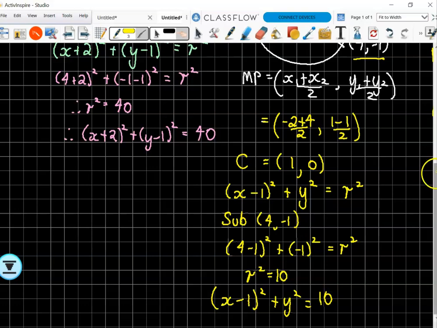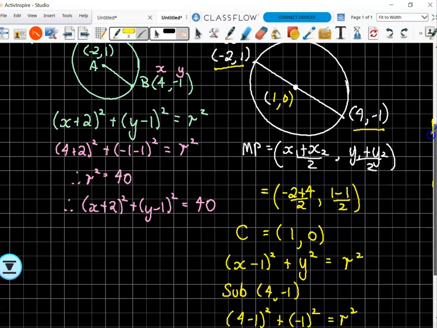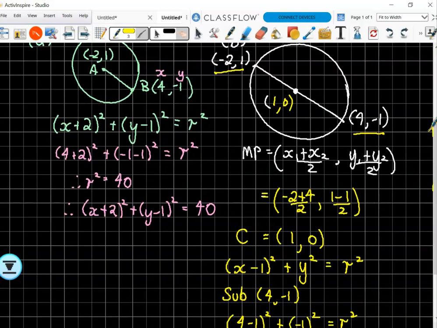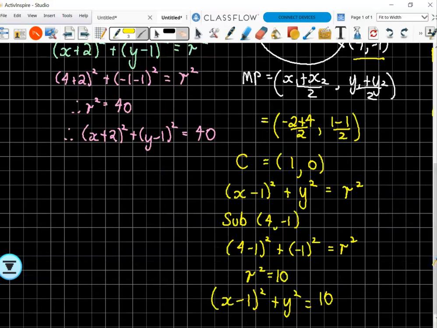While you're getting that down, could I just ask you, if I had a point that's inside the circle and I subbed it in, what answer do you think I'd get in relation to 10? Less than 10. If I had a point outside the circle and I subbed it in, greater than 10. Yeah? So if it's inside the circle, it'll be less than the radius. If it's outside the circle, it's going to be more.